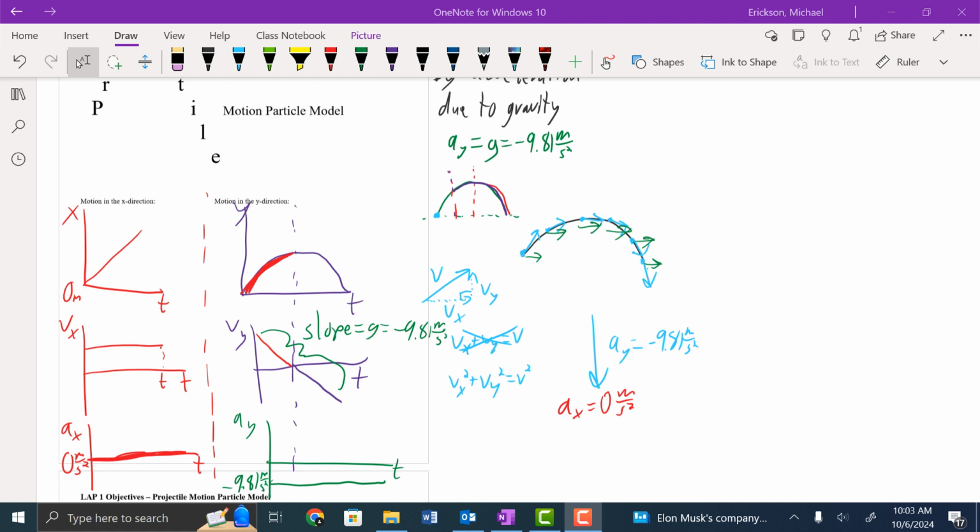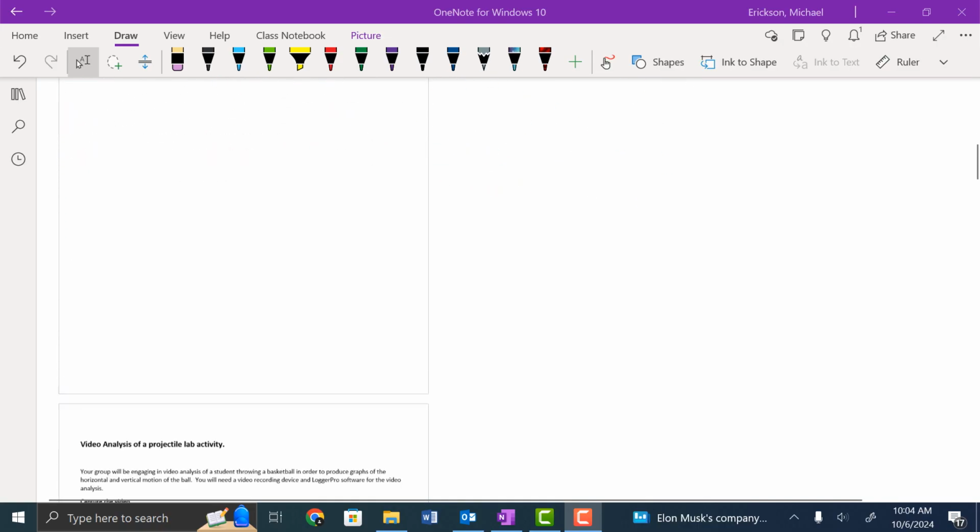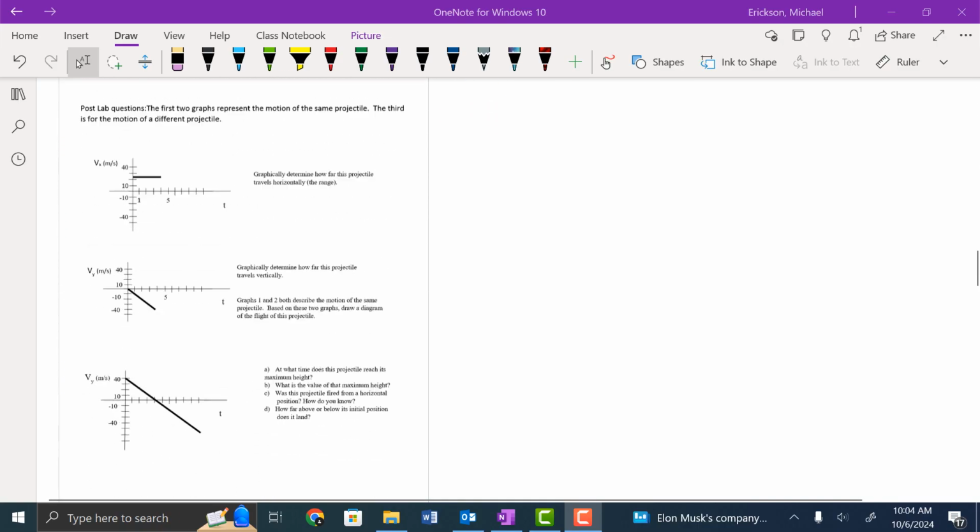So moving on, we've talked about the six main graphs you would see in a projectile motion problem. And remember that it's all based off the one idea that the only thing we're dealing with is acceleration due to gravity, which is negative 9.81 meters per second squared if we assume down is negative. So everything we do is based off that. Let's go down to this page.